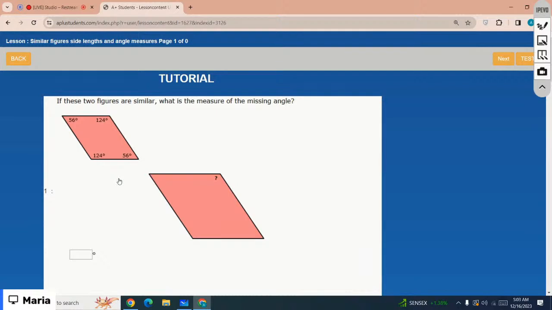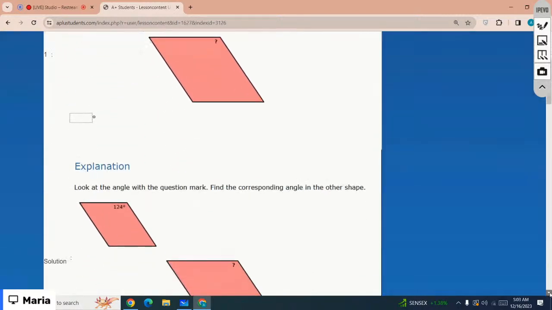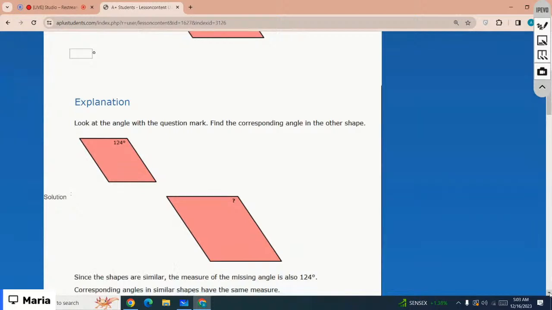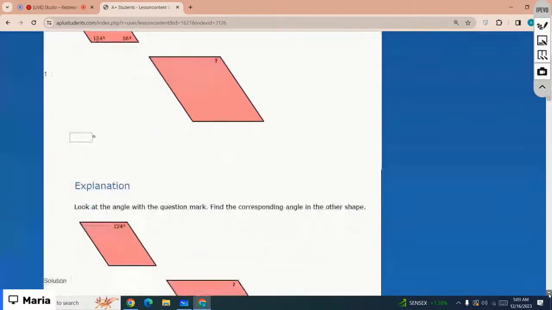If these two figures are similar, what is the measure of the missing angle? Both figures are exactly similar, so you just have to match the corresponding angles. This one matches this one. 124 is the similar angle to this one, so that means the measure of the missing angle is 124.